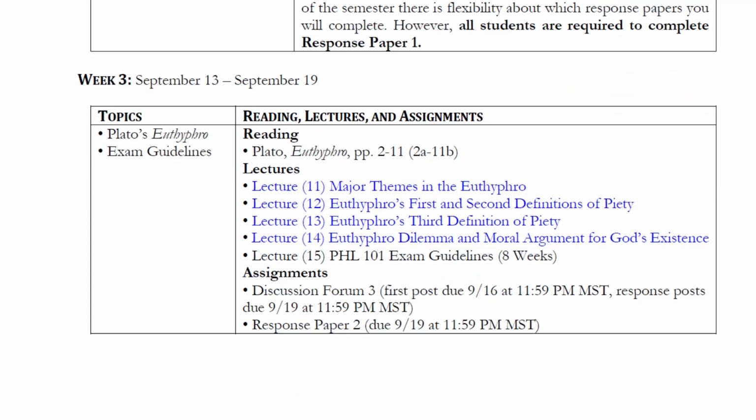Currently, you are looking at the area for week 3 of the class. On the right-hand side of the box, there is a heading entitled Reading, and there it tells us that there is one reading you are required to complete this week. That is, the Euthyphro, pages 2 to 11, which is written by Plato.